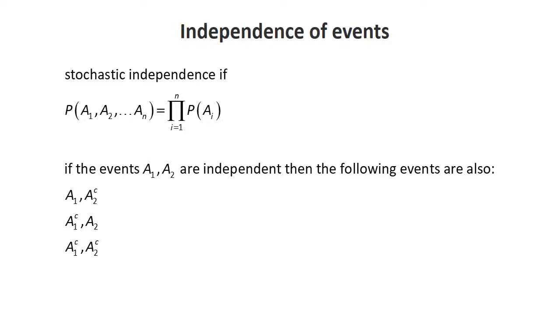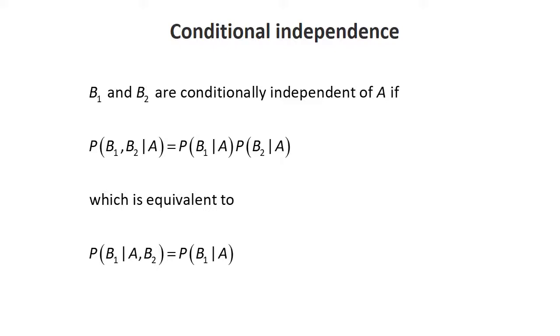A much more challenging concept is that of conditional independence. Conditional independence is not as strong as independence. What we do in conditional independence is that we have now a third component. So imagine we have B1, B2, and now we have also some evidence A. And we'd like to know the probability of both B1 and B2 given evidence A.